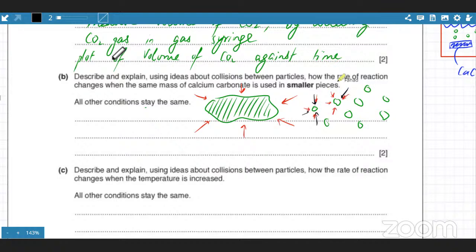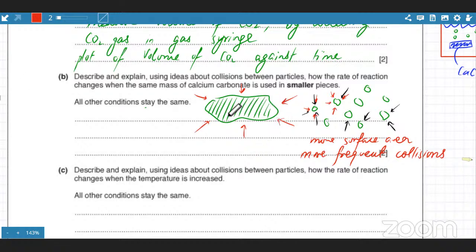Now, more particles would be able to collide with smaller particles. So the surface area is going to be greater. So smaller particles have more surface area. And if they have a greater surface area, that indicates more frequent collisions would happen. So more frequent collisions will happen, which is why the rate of reaction would be faster.